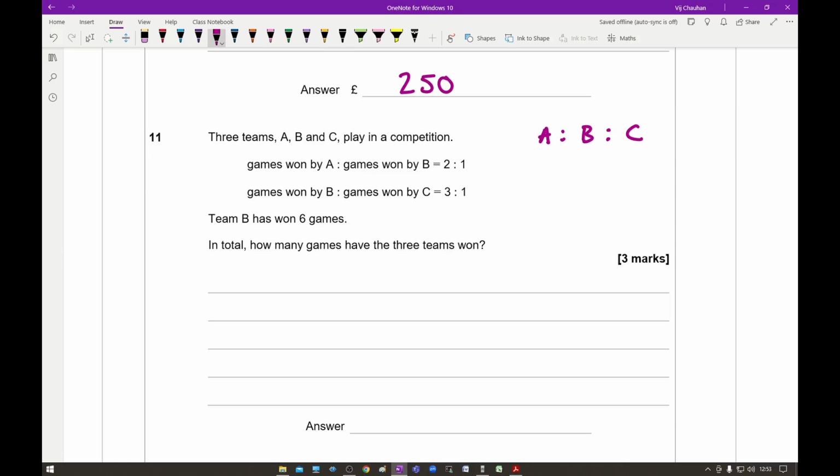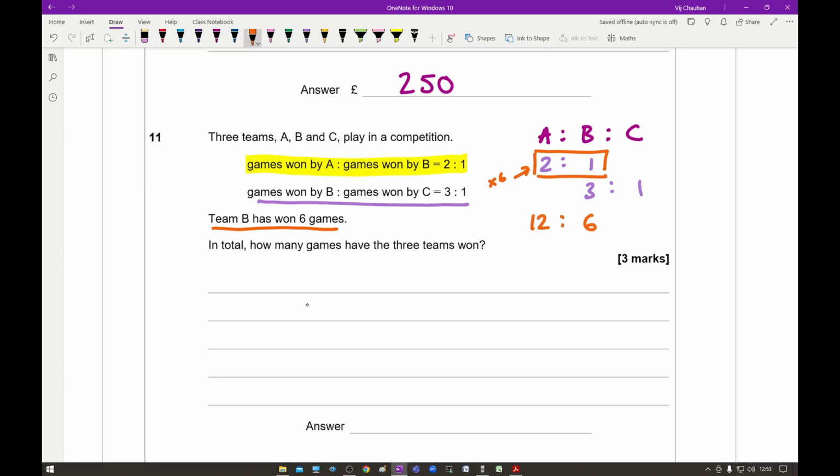So for this, we've got the first ratio, which is A to B, which is in the ratio of 2 to 1. So I write 2 to 1, and then using the second bit of information, which is the ratio of B to C, I've got 3 to 1. Now, because the information tells me that Team B won 6 games, I want the middle number to be 6. So looking at this ratio here, if the B value needs to be 6, then I need to multiply the A value by 6, because 1 times 6 gives you 6, so 2 times 6 is going to give you 12.